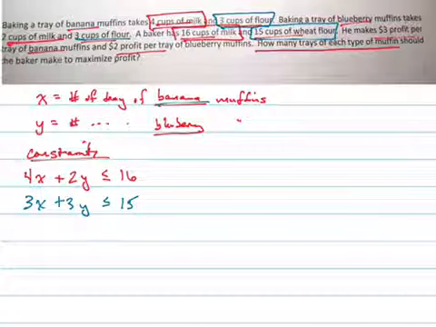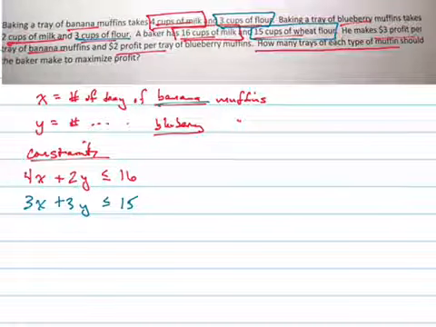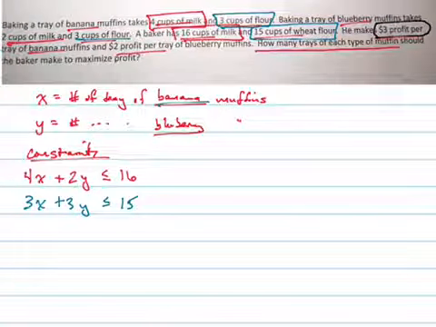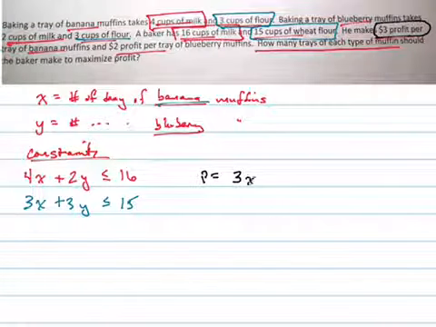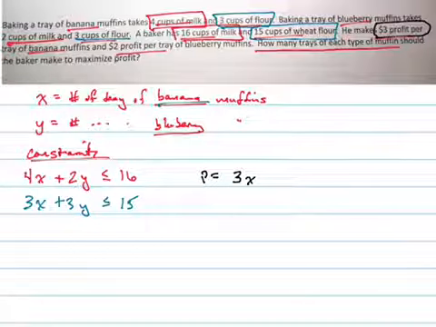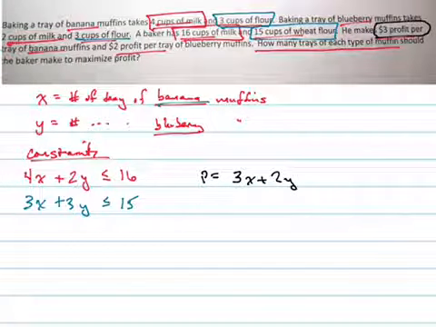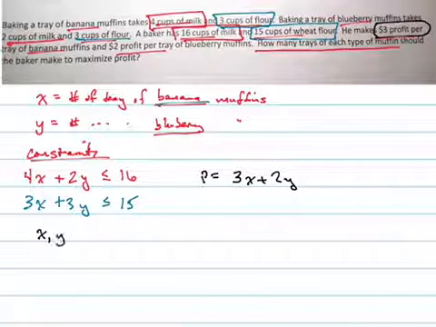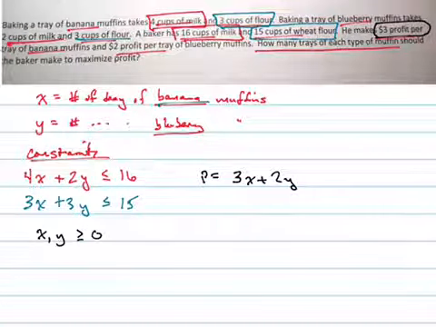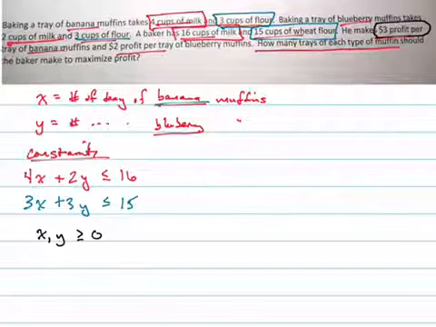Now let's make our profit equation. Let's do this one in black. The profit, $3 per tray of banana muffins. So the profit equals 3 times X plus 2 times Y. And that's it. And then of course we know that X and Y both have to be greater than or equal to 0. But that's all we have. So now let's come up with the best way to graph these things. I might even be able to fit this on this page right here. Let's see if we can. Let me erase this and move it over here.